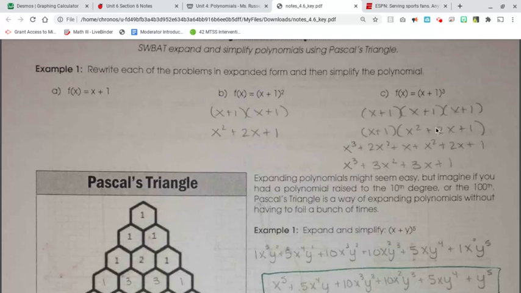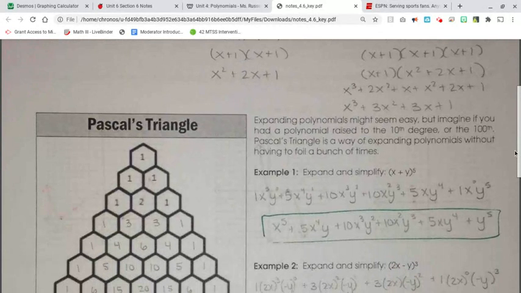x times 2x is 2x squared. And x times 1 is x. When we distribute the 1, 1 times x squared is x squared. 1 times 2x is 2x. And 1 times 1 is 1. Then we're going to combine like terms. The 2x squared and the x squared gives us 3x squared, and the x and the 2x gives us 3x. So we end up with x to the third plus 3x squared plus 3x plus 1.